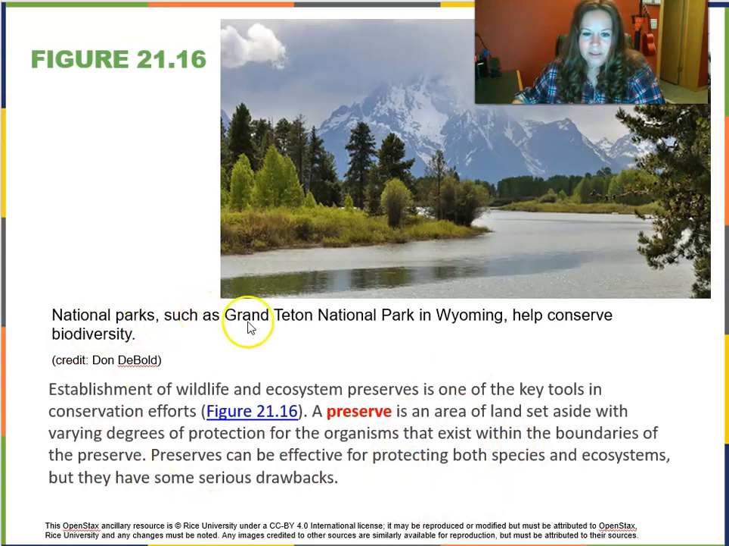A national park, like the Grand Teton National Park in Wyoming, helps to conserve biodiversity. It's one of the key tools in conservation efforts. It's a preserve, an area of land set aside with varying degrees of protection for the organisms that exist within its boundaries. They can be effective, but can have serious drawbacks as well. But definitely a beautiful place, a beautiful picture.